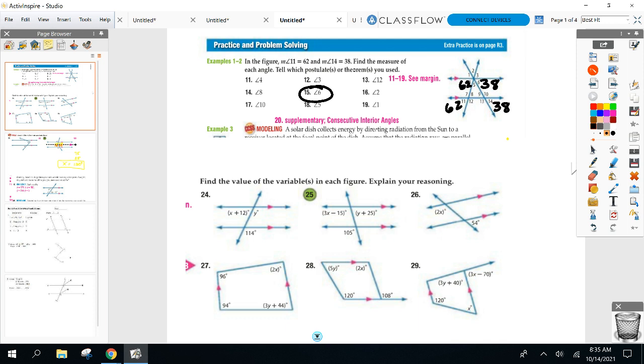Well, I didn't even need to find 62. 38 and 38 from the last problem, right? Because they're corresponding. What's the relationship between 6 and 1 now? Vertical, so they have to be congruent. For the reasoning, could you have written vertical angles are congruent? That's fine. Like that. You okay? Anything else before we get to the big one?